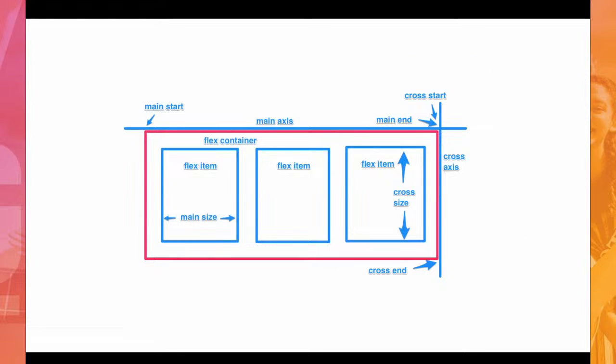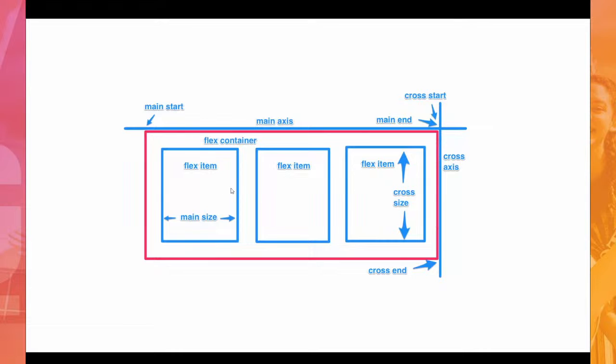So this is a quick diagram of how Flexbox looks. Basically, we have a main container wrapper, the Flex container, and this is the element that we assign the display property. We assign display flex. And then inside that we have child elements or flex items.